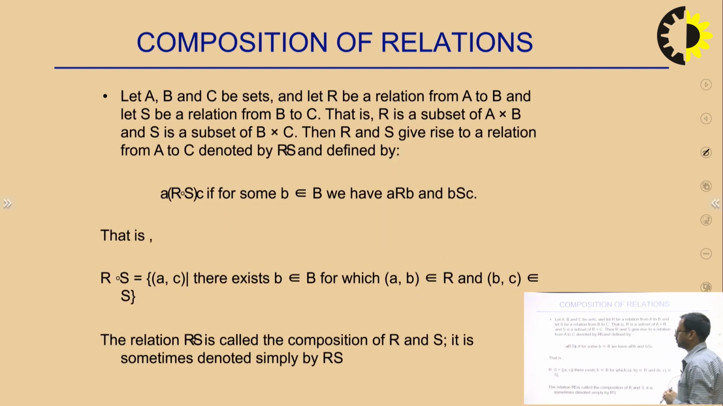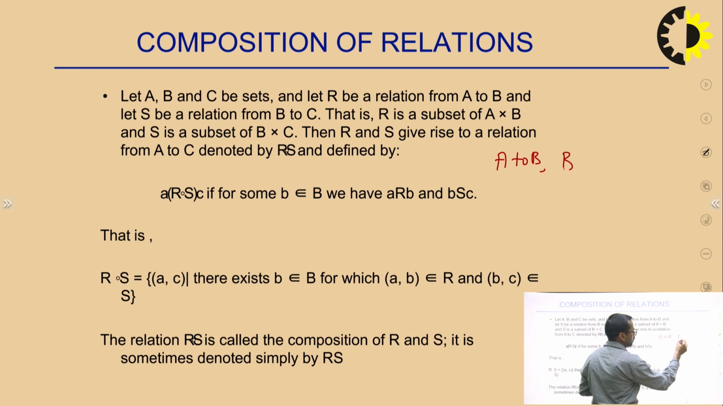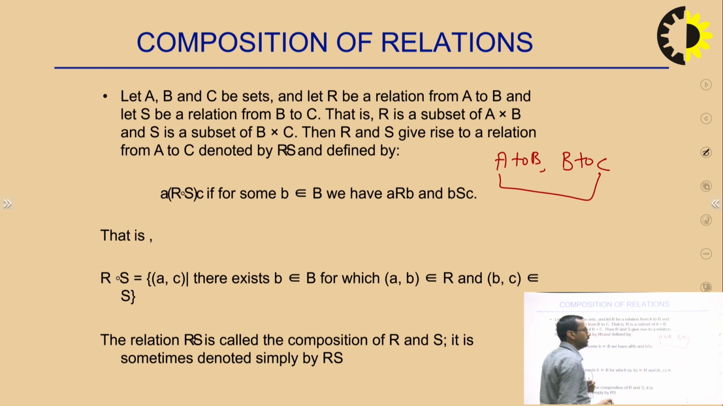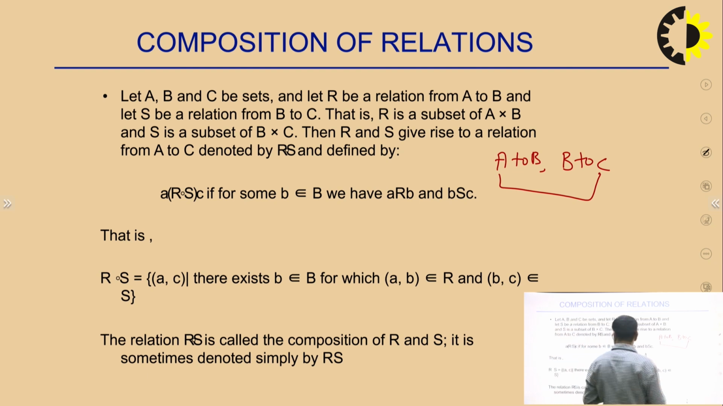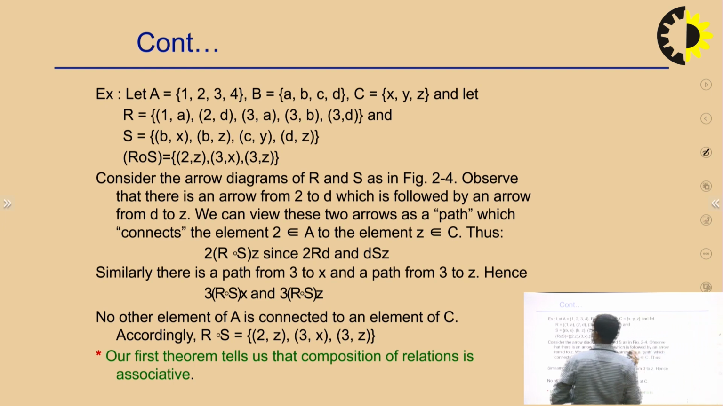Composition of relation. If there are more than two sets, we use the word composition of relations. If there is a relation A to B and there also a relation B to C, we will map A to C in such a way to count a particular relation from more than two sets. So we use composition of relations. We will discuss it in next slides.